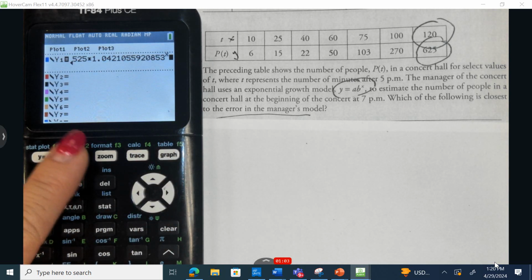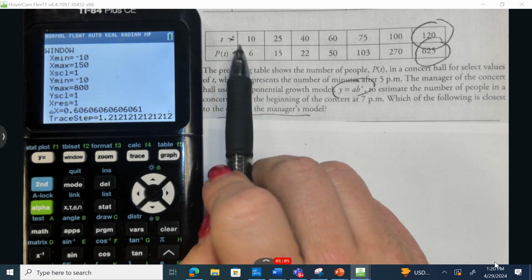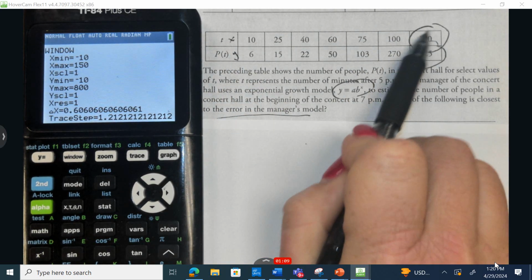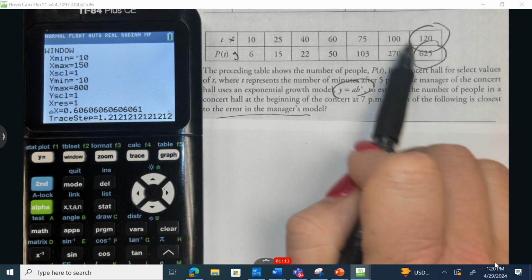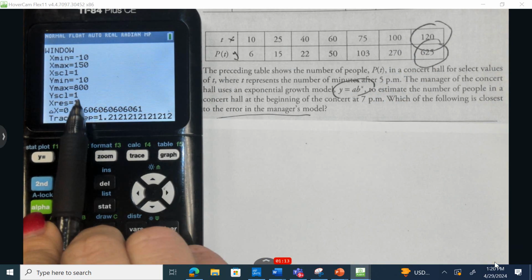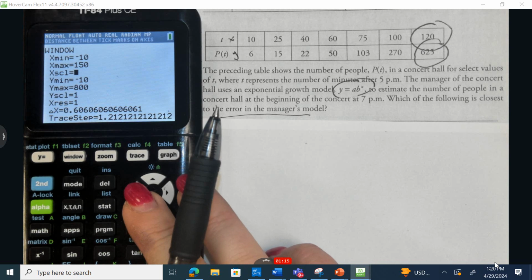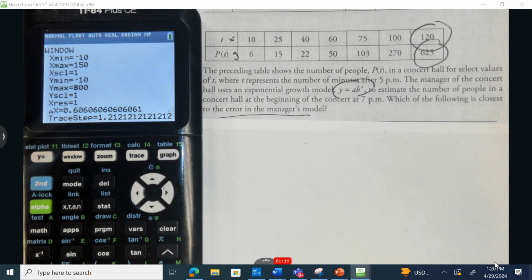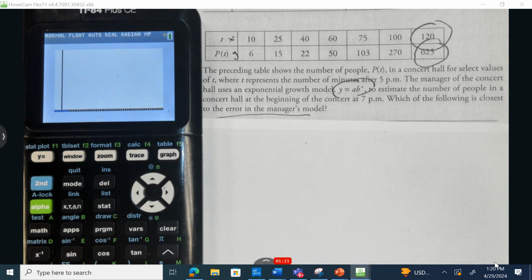Perfect. Now, let's look at the x values. I've already adjusted them. The x values need to go past what we have. So I went all the way past. Even if you went to 130 or 140, you should be fine. So we can see everything. And then I did the same for the y's. The y's, or the range, I want to go past this amount. Let's graph it.